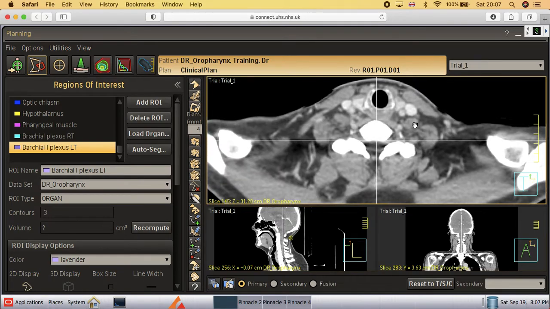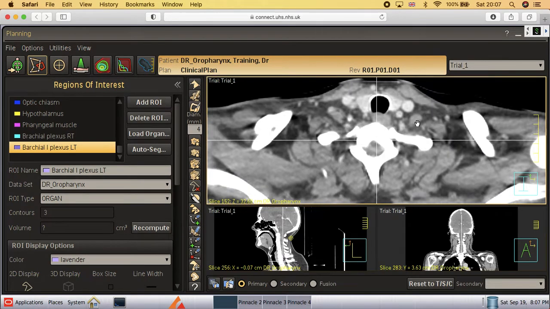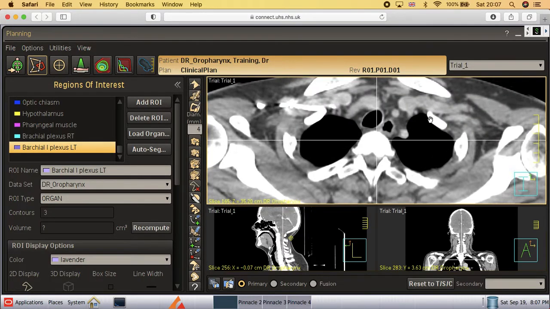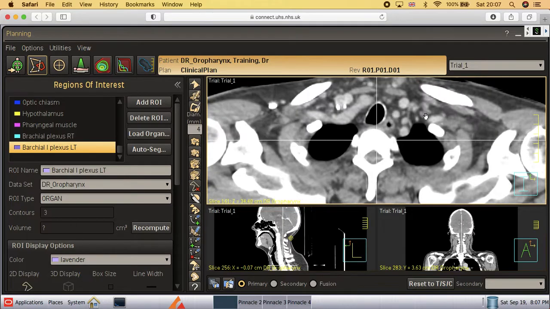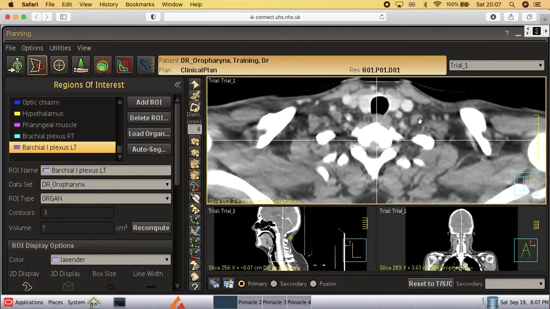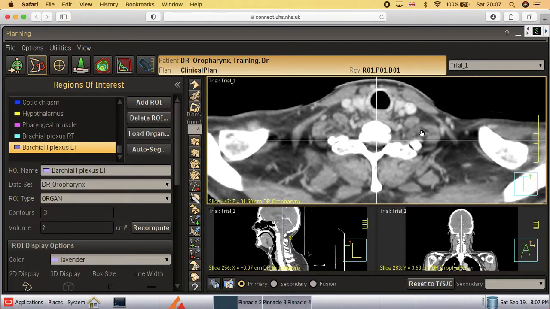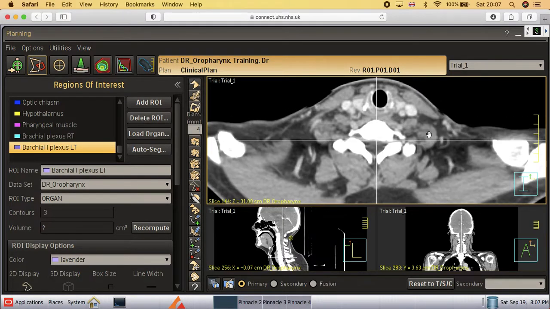If you put it like that and then you go down toward the first rib, I think we are talking about the skeletal muscle. You can see it started to be smaller, smaller, smaller, and then it becomes bigger, bigger. So this is the anterior scalene, and here is the middle scalene muscle.